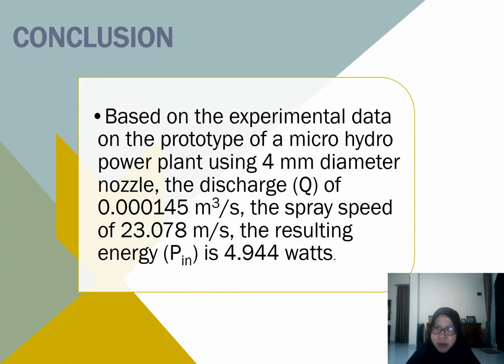The last conclusion, based on the experimental data on the prototype of a microhydro power plant using a 4 millimeter diameter nozzle: the discharge of 0.0000145 meter cubic per second, the spray speed of 23.078 meter per second, the resulting energy is 4.944 watts.